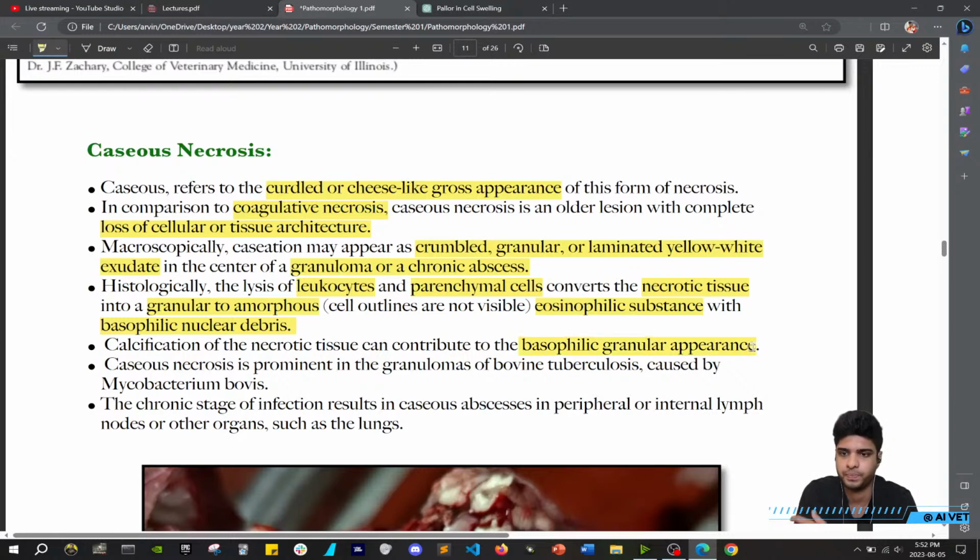Okay, caseous necrosis is prominent in granulomas. This is something very important. Caseous necrosis is prominent in granulomas of bovine tuberculosis, caused by Mycobacterium bovis, as the name says. The chronic stage of infection results in caseous abscesses in the peripheral and internal lymph nodes or other organs such as lungs.